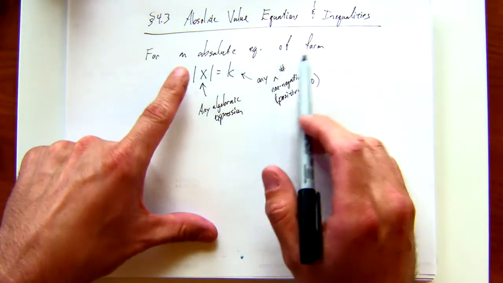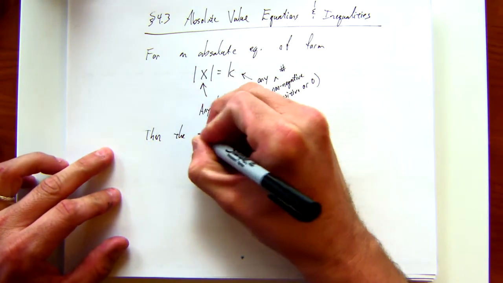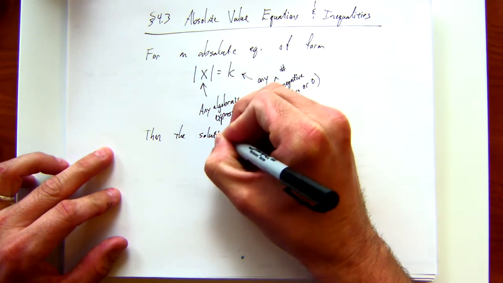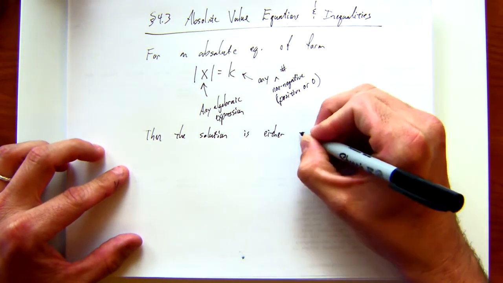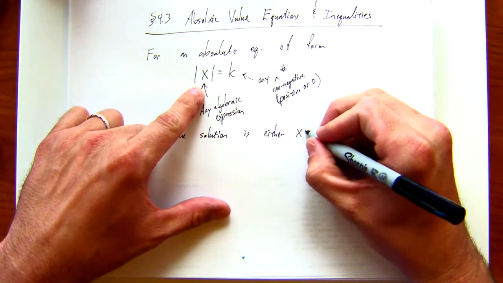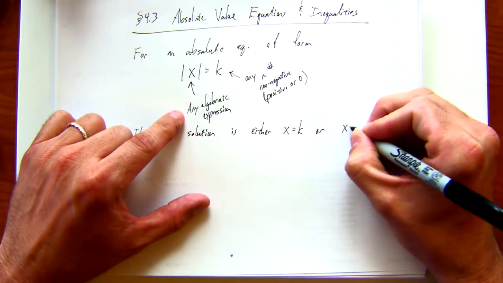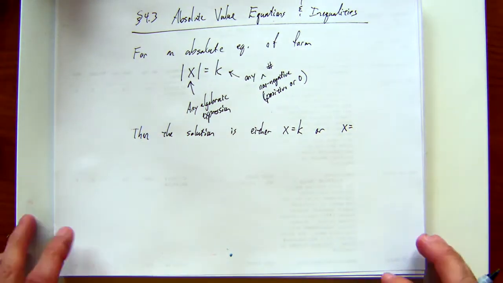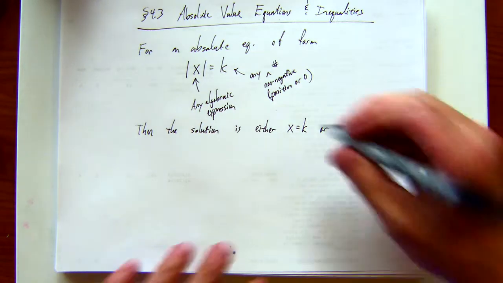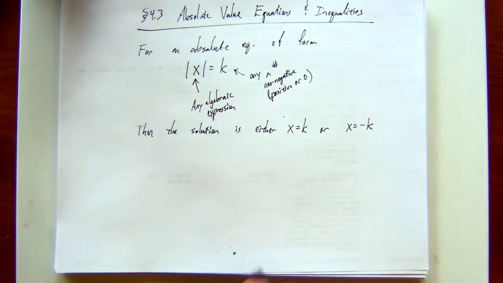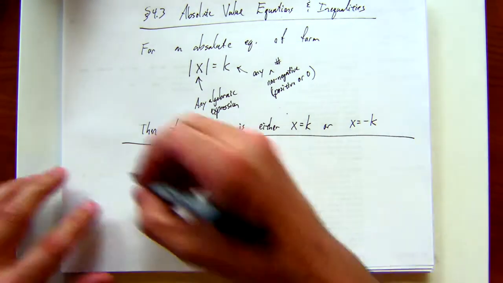So anyway, going back to the equation, it has this form. Then the solution is, and this is the easiest of everything, either your expression x is equal to k, or x is equal to, can you guys tell me? Negative k. And that's it. Let's look at some examples.